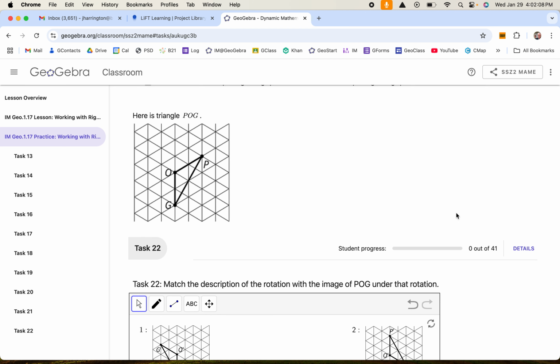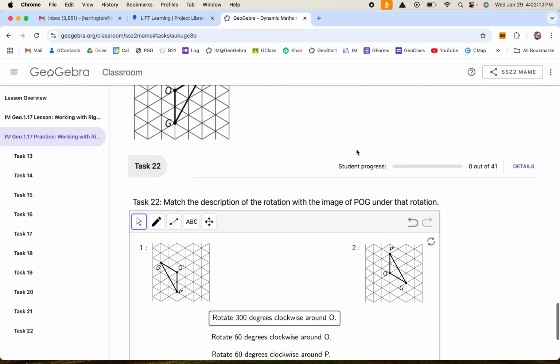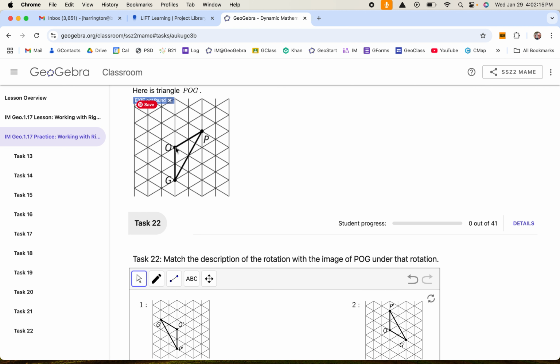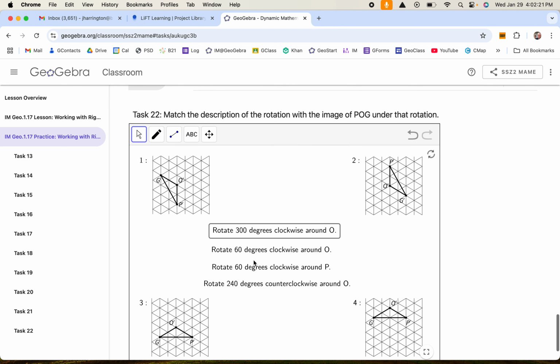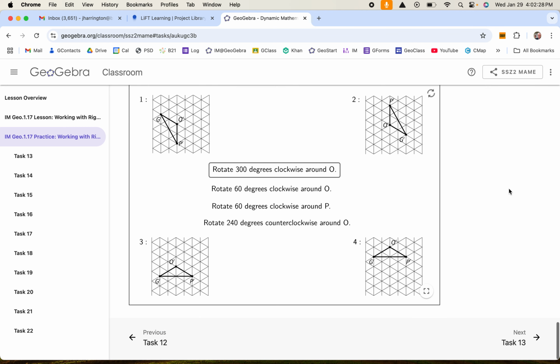There's your original. If you rotate it 300 degrees clockwise around O, there's O, 300 degrees clockwise. Clockwise is this way, 300 degrees. Which one of these shapes will it look like? Then drag the box over to the one that it looks like. And that's it.